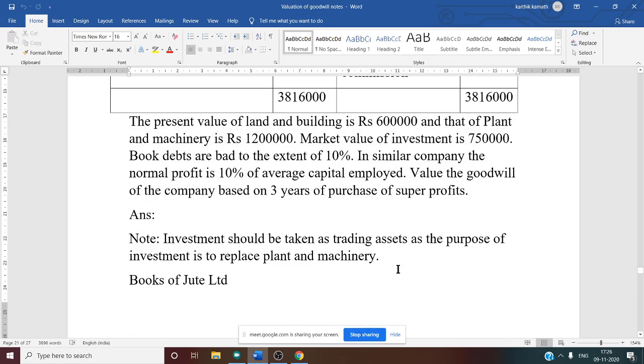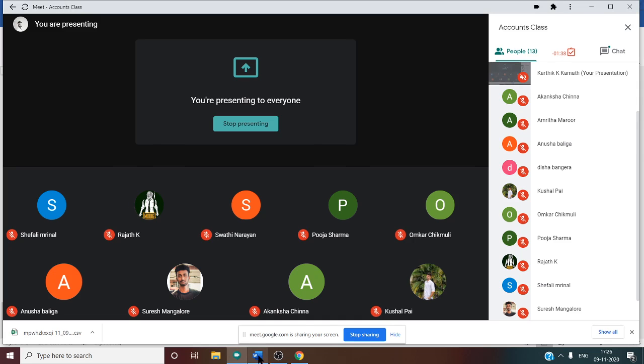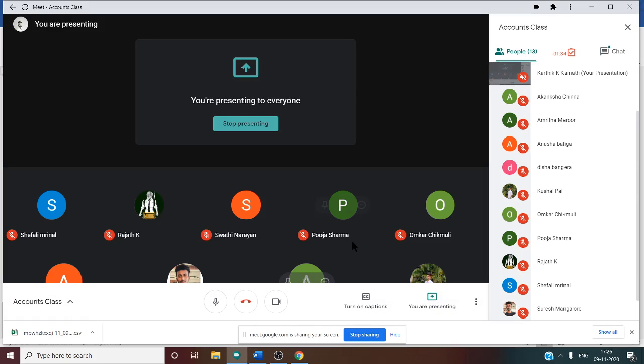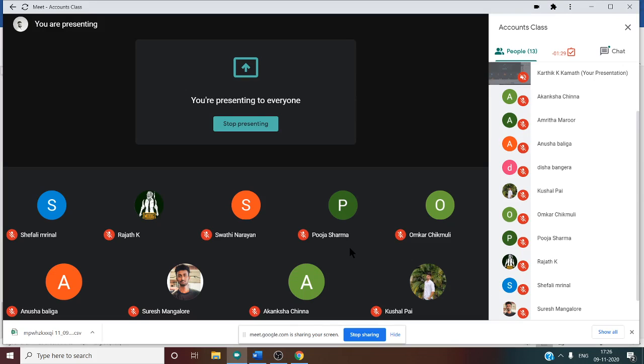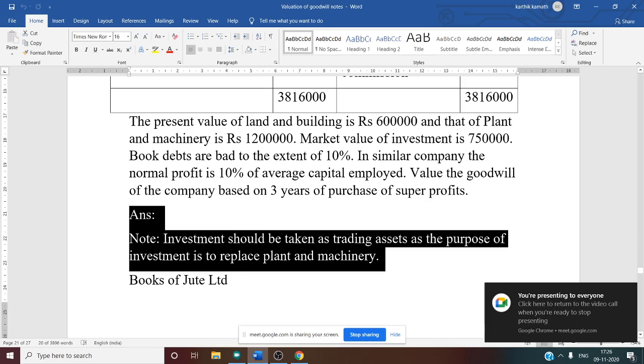But before solving solution, there is one note, that is investment is to be taken as trading asset, as the purpose of investment is to replace plant and machinery. This one we have already discussed. So let us assume investment is for government bond. In that case, investment becomes non-trading asset. Why? Because it is external in nature. 5% bond, 6% bond, government bills, anything. These are external in nature. That is why investment is non-trading asset under that situation.